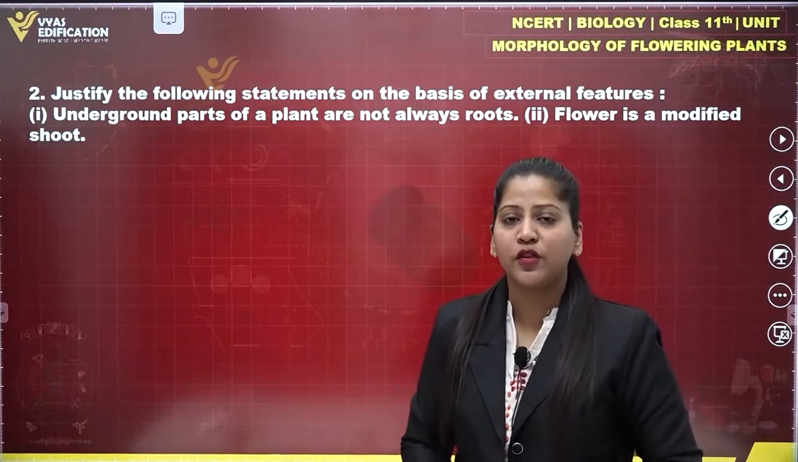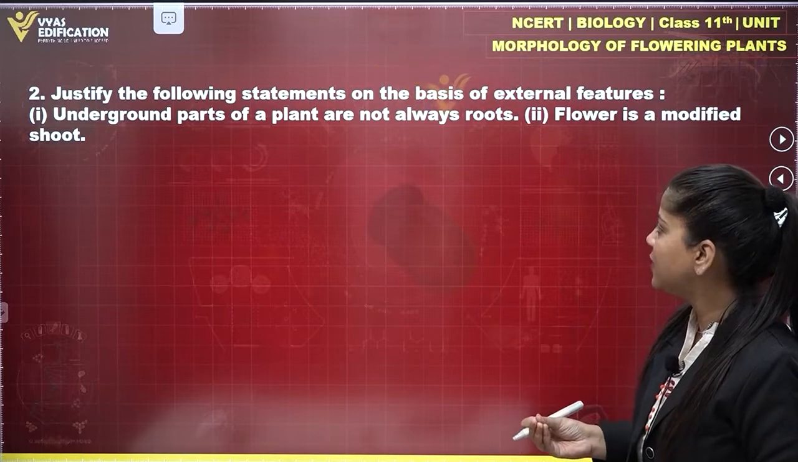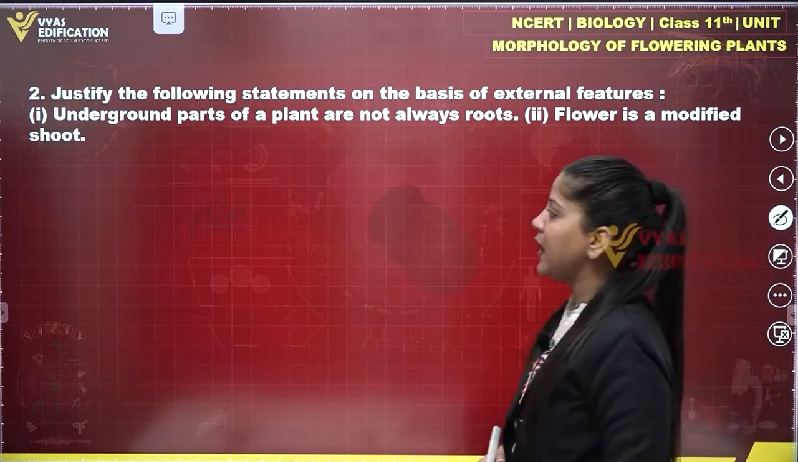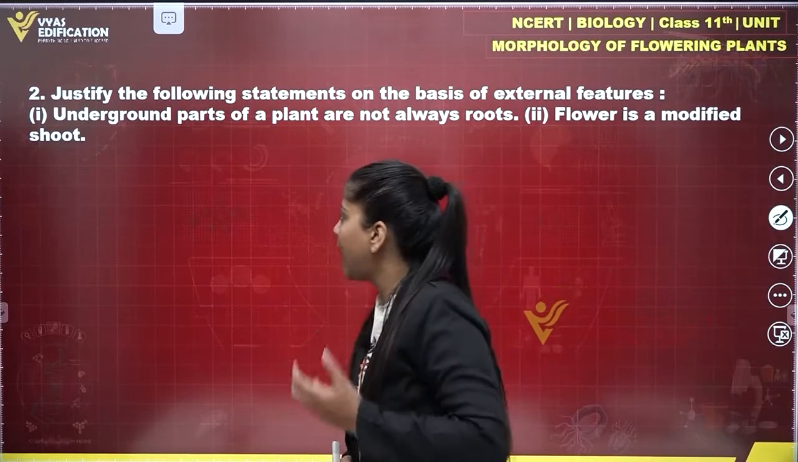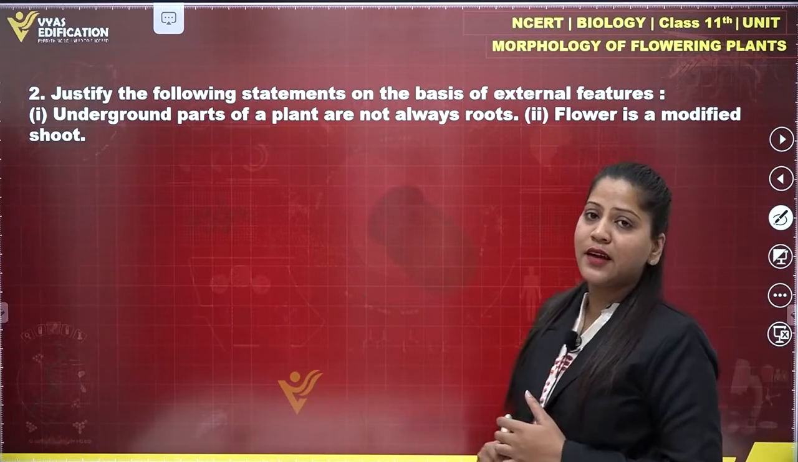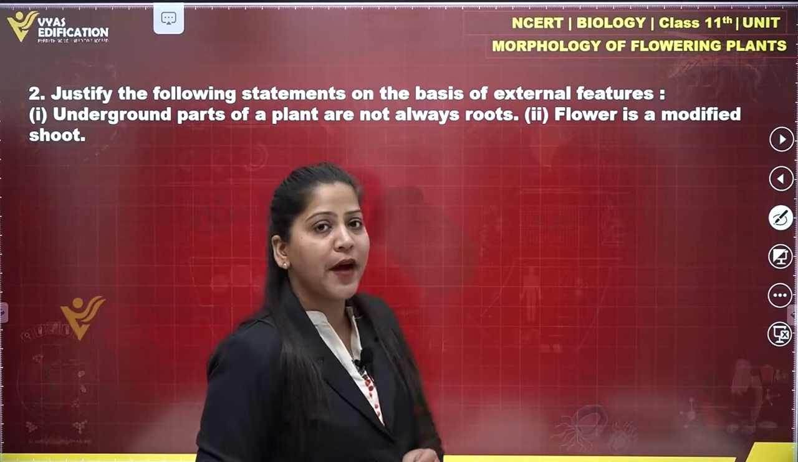Now we have question number 2 on the screen, and that is: justify the following statements on the basis of external features. The first one we have is: underground parts of a plant are not always roots. The second statement we have to justify is: flower is a modified shoot.